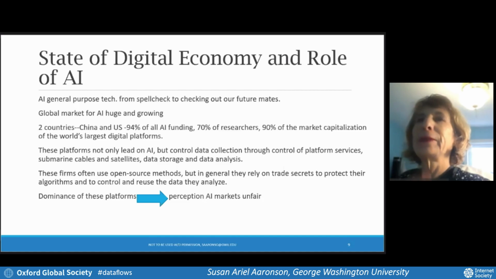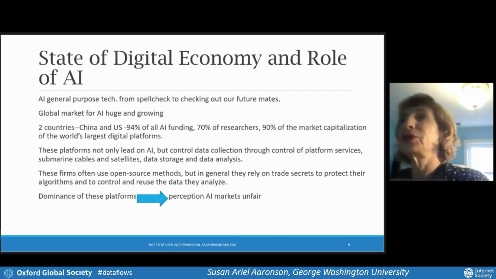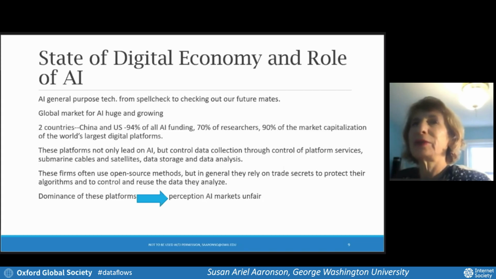But basically still, though, the largest firms dominate. And it's very interesting. These firms often rely on open source methods for their algorithms, but generally use trade secrets to protect their data and their algorithms, and most importantly, to control the data that they analyze. And we can talk about that a little bit more later. And in my mind, that dominance leads to a perception that AI markets are unfair.